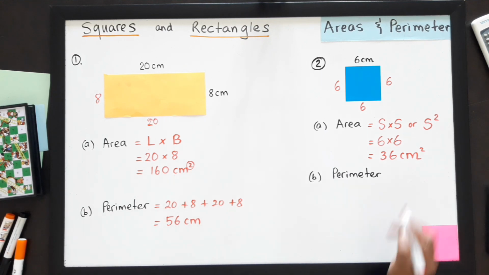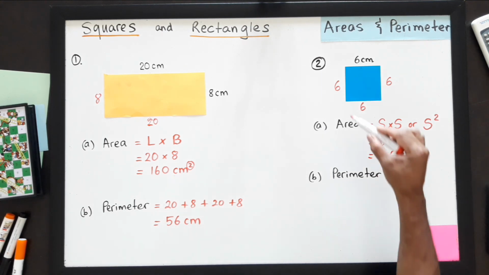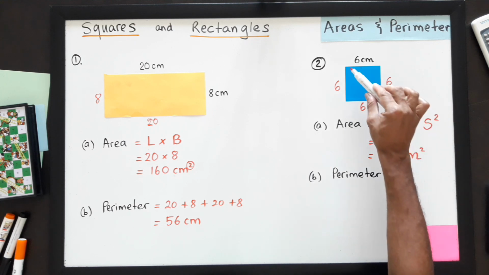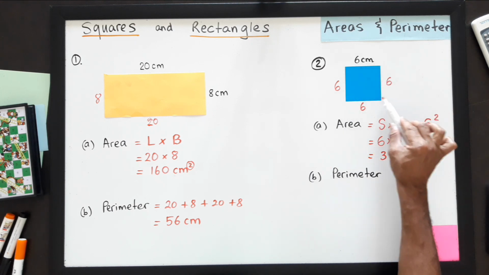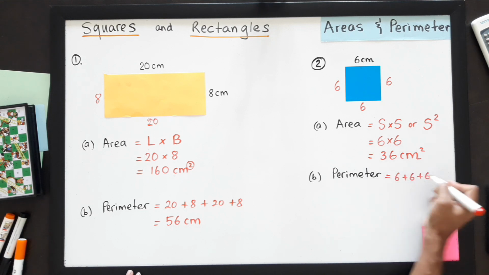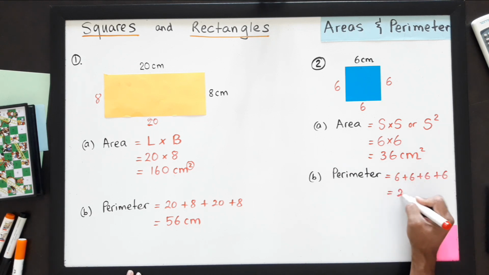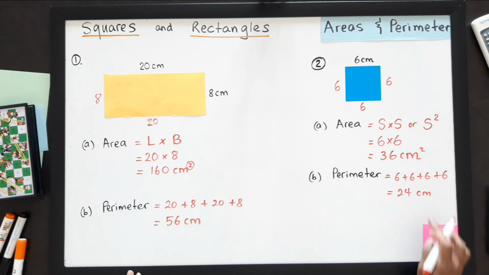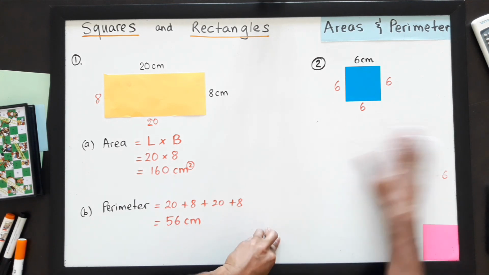Pretty simple. Alright, let's try the perimeter. The perimeter is just the distance along the shape. 6 plus 6 plus 6 plus 6. That's super easy. That will give me 24 centimeters. And you notice the unit here is centimeters. Alright, so these are 2 very easy questions. Let's try some questions with tricks in them. Well, actually, I'm going to build up to a trick here.